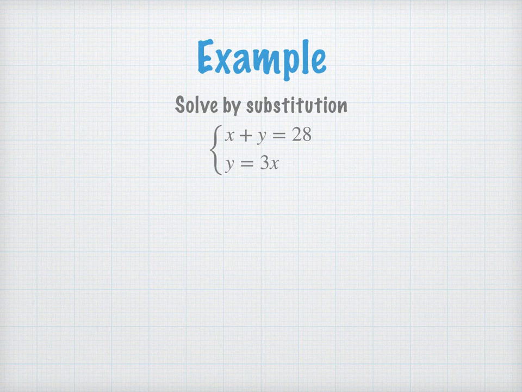So since we have our second equation solved for y, we're going to substitute what we know y equals into our first equation. So instead of our first equation reading x plus y, it'll read x plus 3x equals 28. So again, instead of y in that first equation, we are writing 3x. Now we just need to simplify. So simplify your left-hand side. We have 4x equals 28. Solve for x by dividing 4 on each side. We have x equals 7.